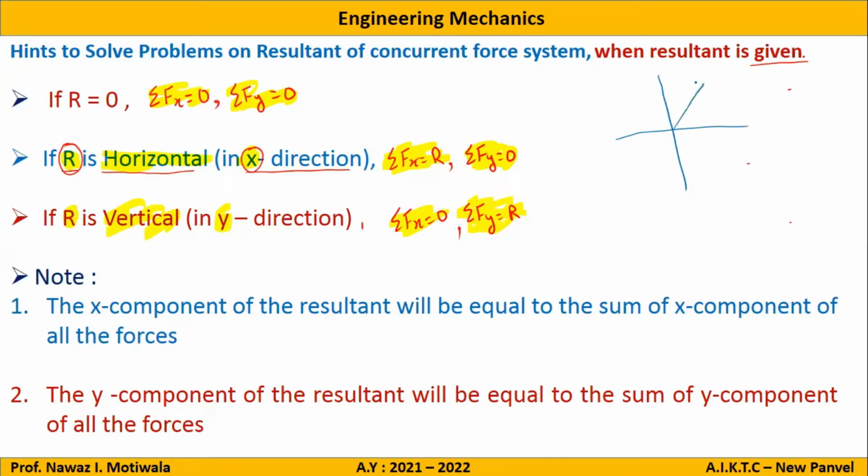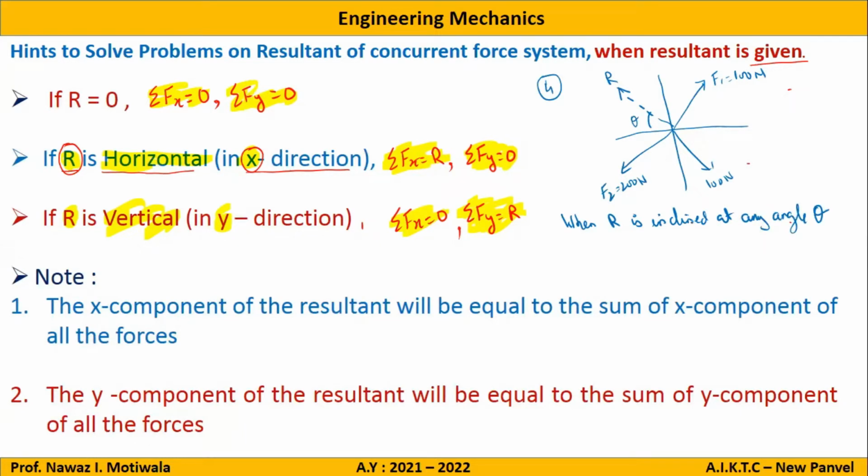Let us say this is force F1 equal to 100 Newton. There is some force here, F2 equal to 200 Newton. And there is a force here also of 100 Newton. And you are given that the resultant of these forces is acting somewhere here at this angle theta. So there comes the fourth case, and the fourth case is when R is inclined at any angle theta, which you can see here in the diagram.